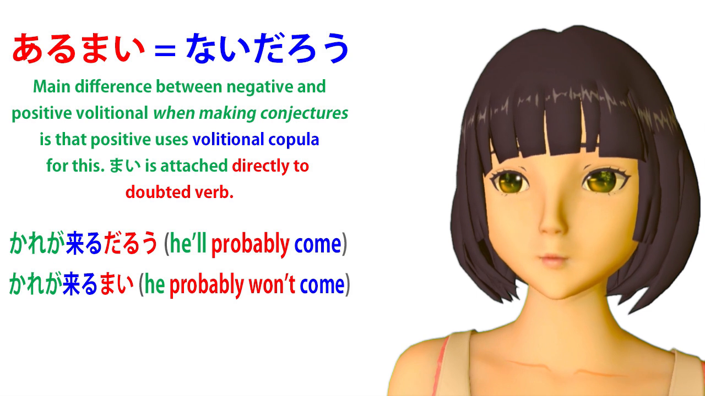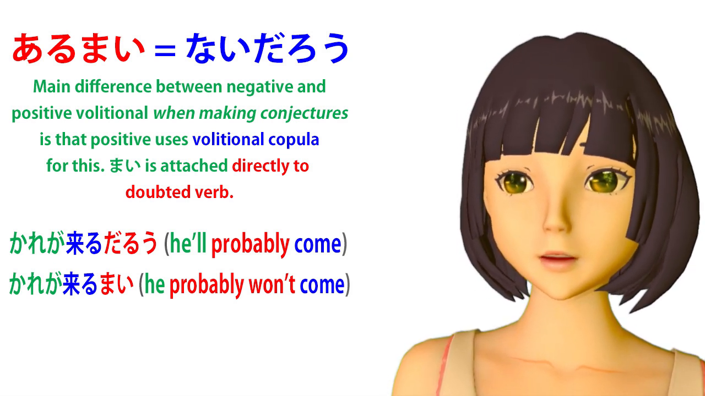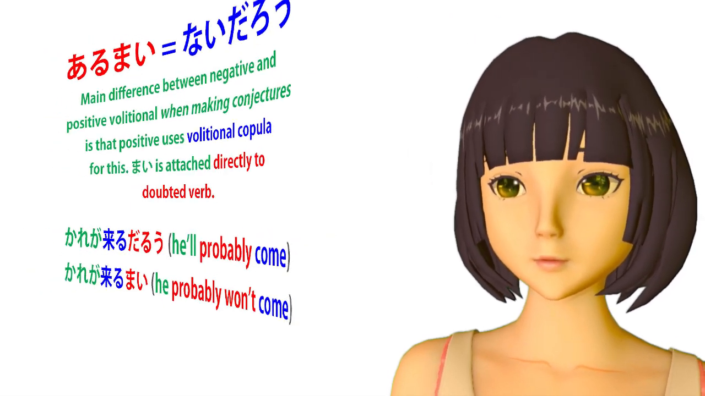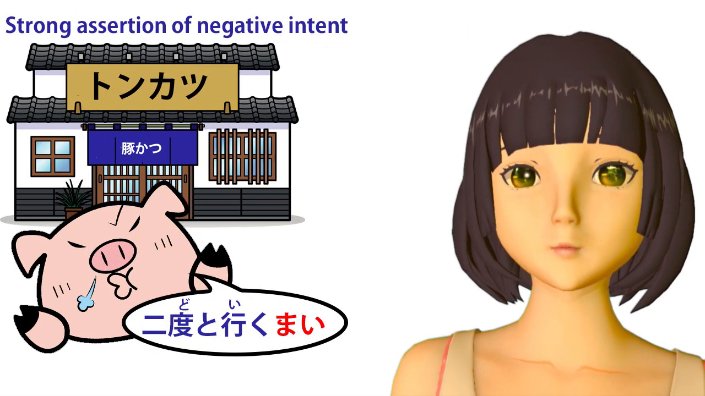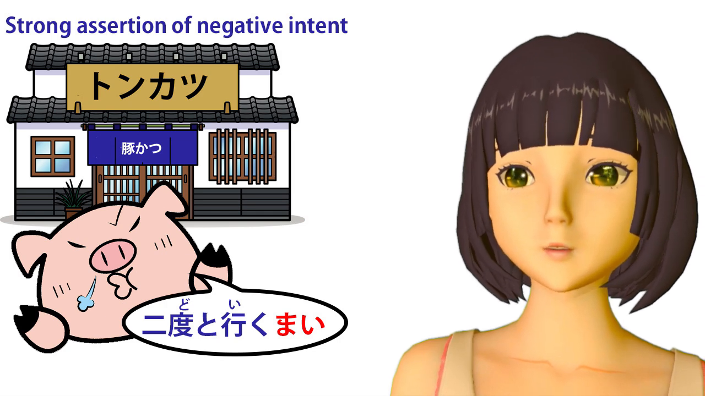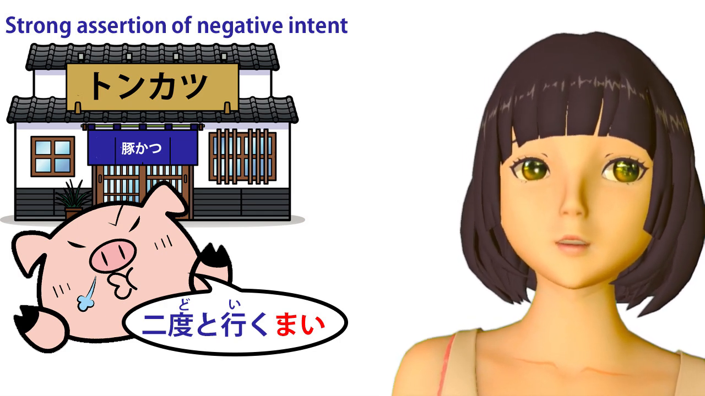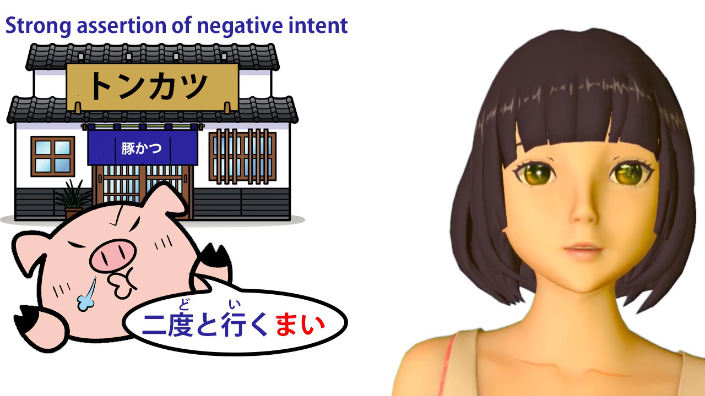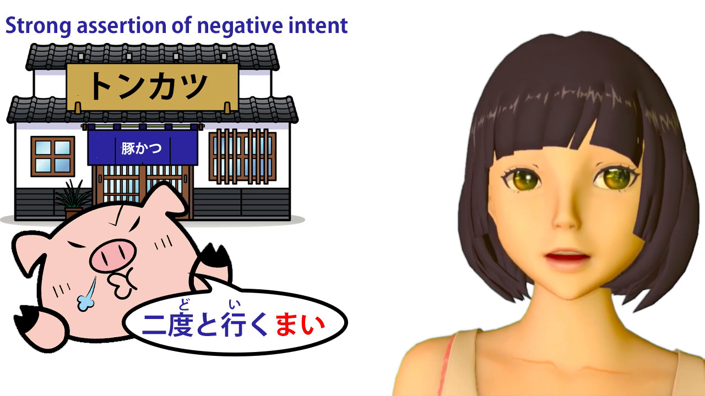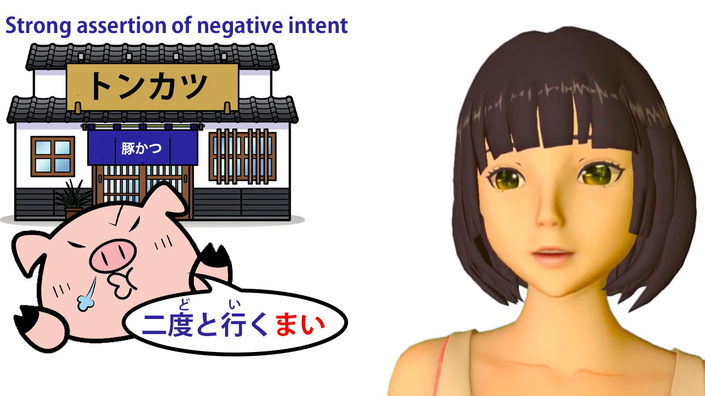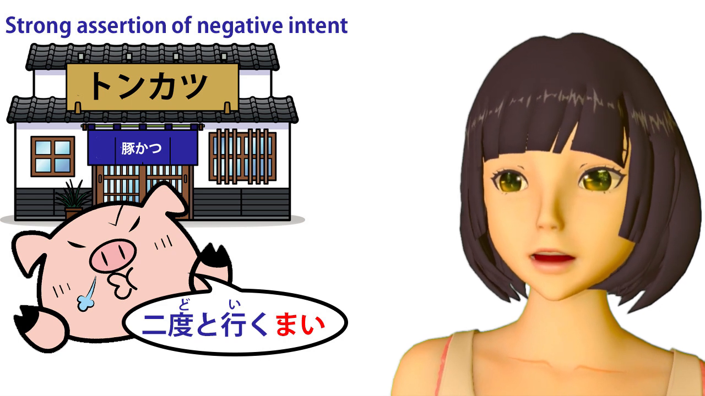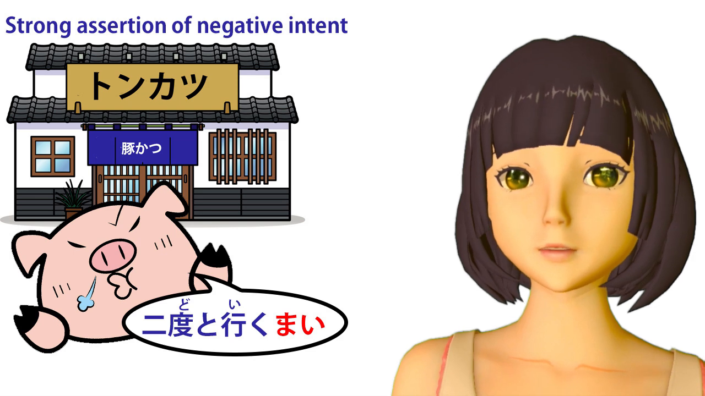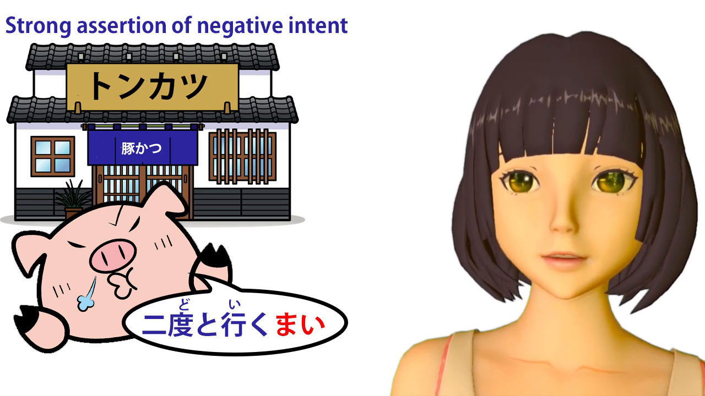So the most common use of mai is as the negative adjectival of these desho, daro, conjectural constructions. However, it is also used for one other negativizing structure that is directly equivalent to the positive. So we can say, nidoto iku mai, I won't go there again. Literally, I won't go a second time. So that's the other common meaning. When it's not expressing a likelihood or possibility, it's expressing a strong decision or determination not to do something.